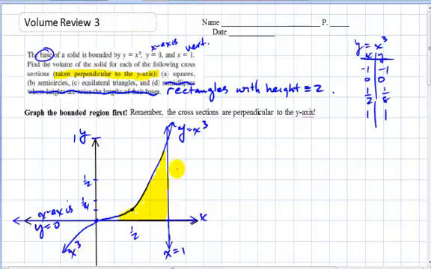So you bound the region, and then you form your cross sections. Now we want cross sections perpendicular to the y-axis. In our lesson, we did perpendicular to the x-axis, so we made them vertical here. That's parallel to the y-axis. We want them perpendicular to the y-axis, so our cross section is going to be here. Or you can make it here. You can make it anywhere you want.